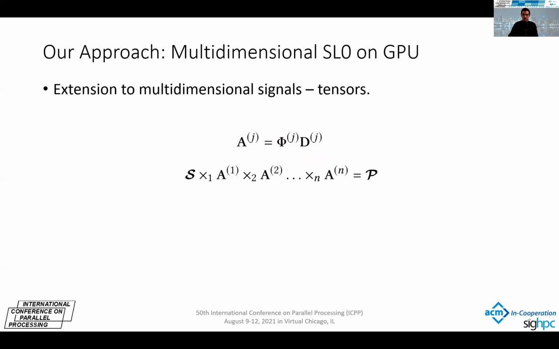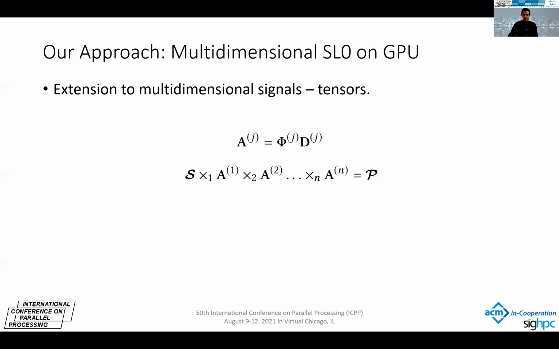Our approach is to extend this to multidimensional signals, or tensors, where each dictionary is small. Here, each A is an equivalent sensing matrix, where A equals phi times B. We aim to find a sparse tensor S for a set of A's with given measurements P that is also a tensor.